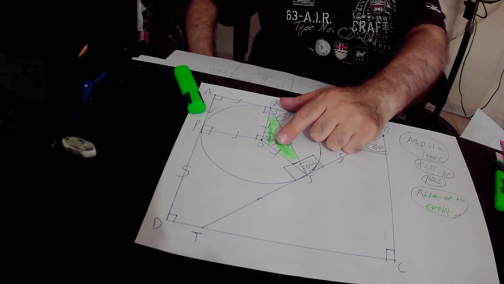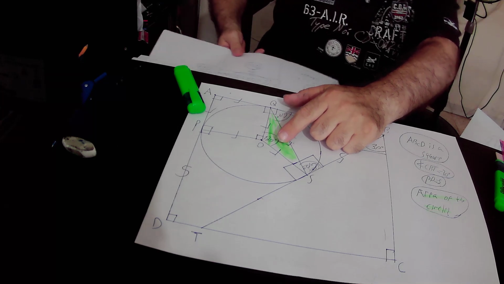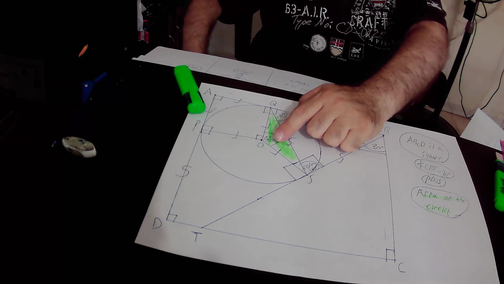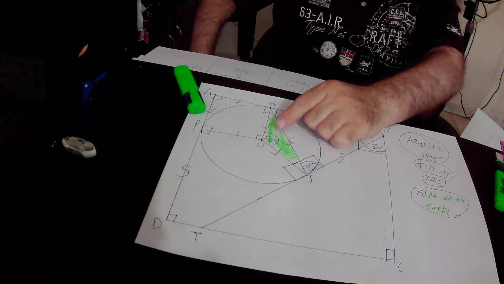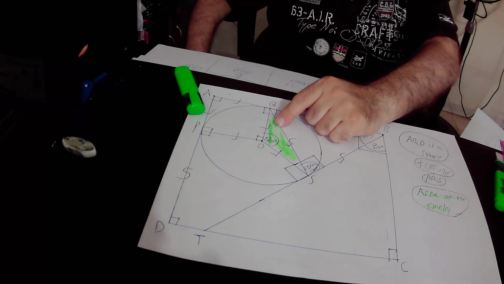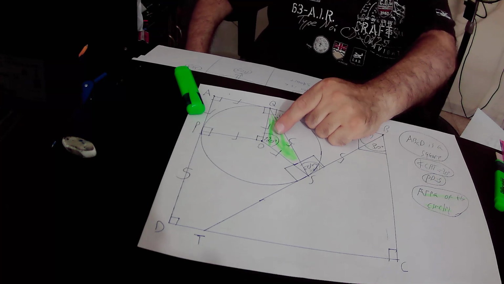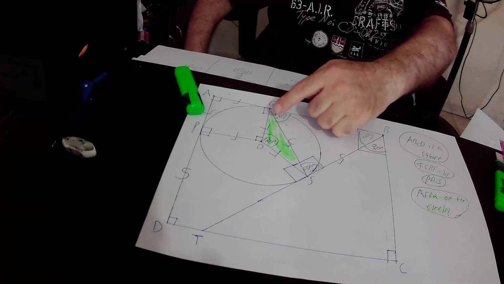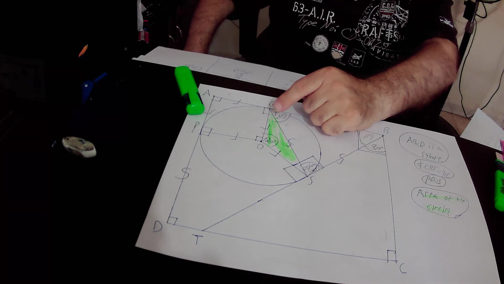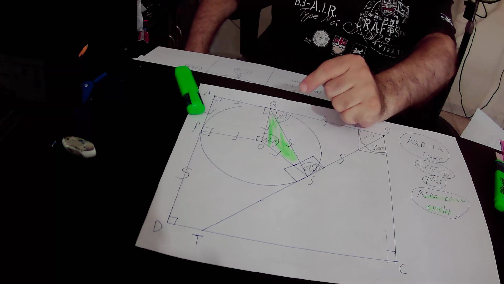Then we join point O and Q together by a straight line. Point O is the center of the circle, point Q is the point on the circle itself, therefore OQ is the radius of the circle, and is equal to R. Then according to rule number 1, the radius OQ is drawn to the point of tangency, therefore this angle equals 90 degrees, and this angle also equals 90 degrees.